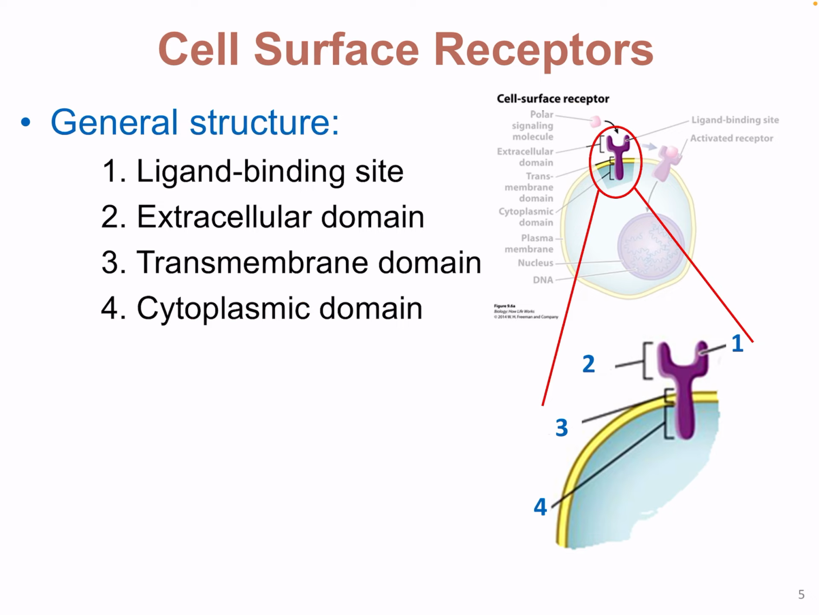So, general structure of some receptors. We have the ligand binding site. Here's our ligand binding site. Then the extracellular domain. Here we have our cell membrane. The binding site is where the ligand would bind. Then the extracellular domain. Third is our transmembrane domain, the part that's crossing the membrane. And then we have our cytoplasmic domain, which is this tail essentially in the cytoplasm.